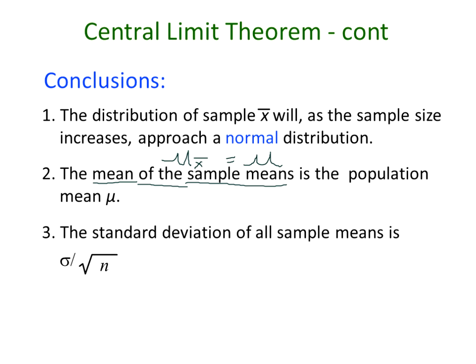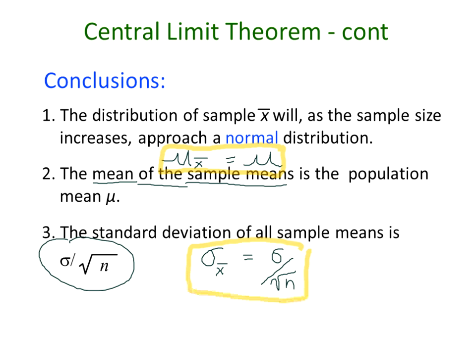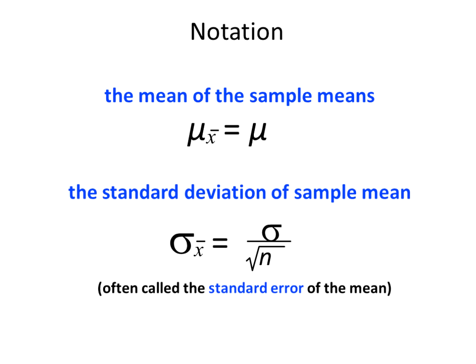Now the standard deviation of all sample means, this is the symbol for it. The standard deviation of the sample means is equal to the population standard deviation over the square root of n. That's what you see here. So these are two very important parts to remember. I am putting a box around them. Very important to remember this. And here it is again: the mean of the sample means, the standard deviation of the sample means. It's also called the standard error of the mean.